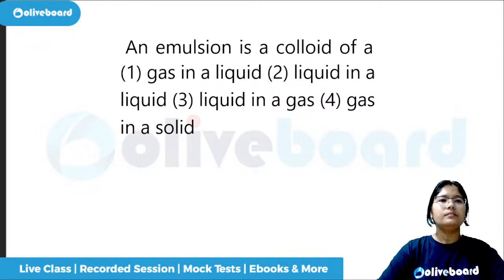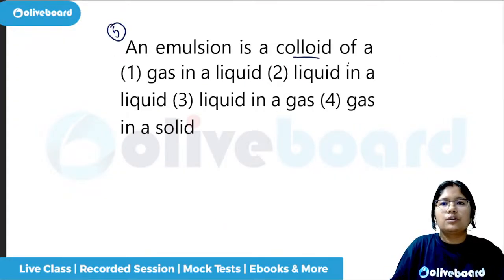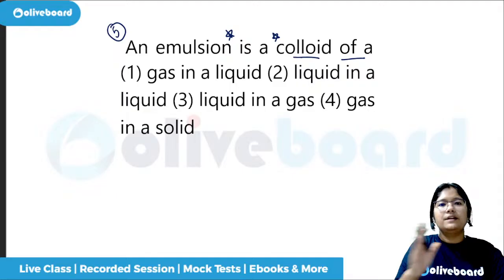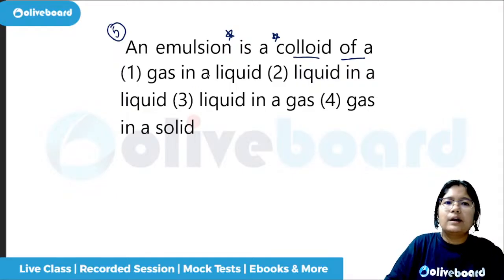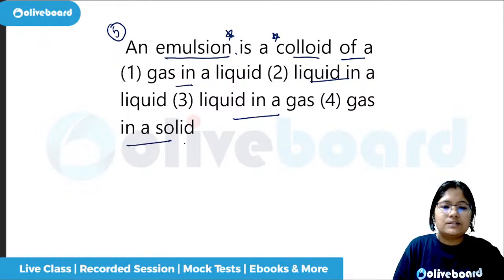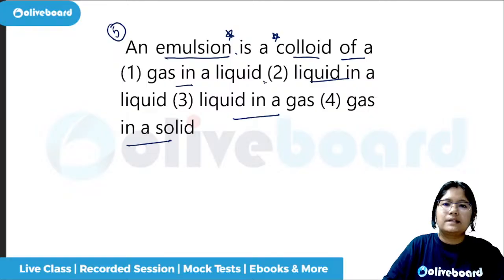All right. Next question, question number 5. An emulsion is a colloid of a... So what is emulsion? In colloids, we study different ones, right? Liquid in gas, liquid in liquid, solid in liquid, like that. So in this, what is emulsion? Emulsion is a mixture of gas in liquid, liquid in liquid, liquid in gas, or gas in solid. Which is the correct answer? Option number B, correct. B is the correct answer.